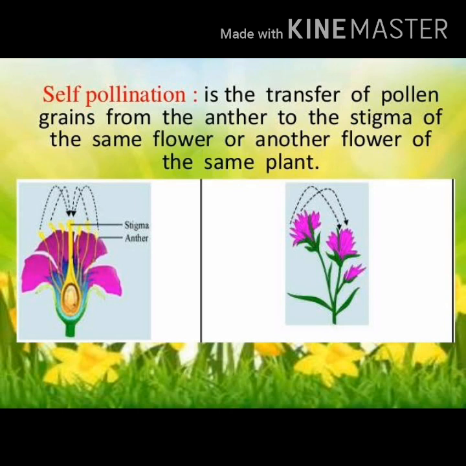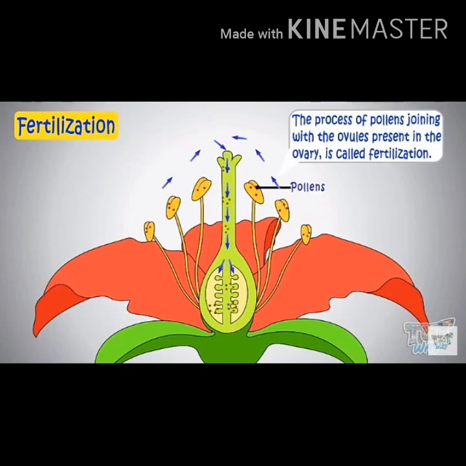Second type is self-pollination. Transfer of pollen grains from anther to stigma take place within the same flower or between two different flowers of the same plant. Pollination is followed by fertilization. Pollen grains present on the stigma start moving towards the ovary through pollen tubes, and join up with ovules present in ovary. That process of joining pollen grains to the ovule is known as fertilization.